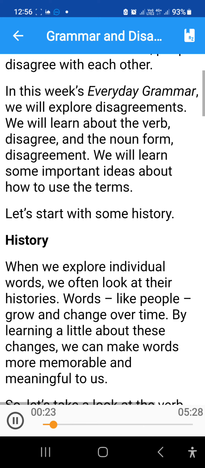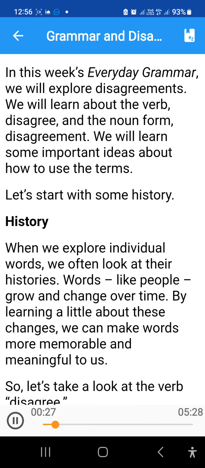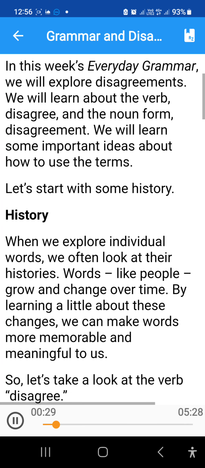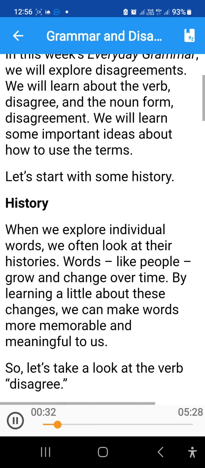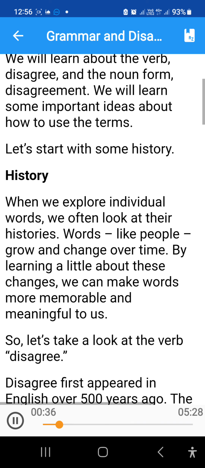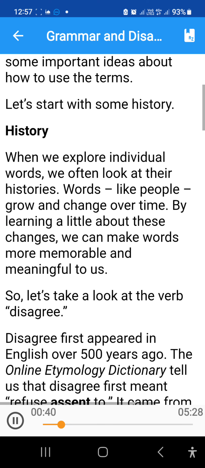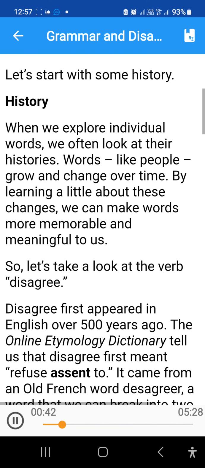In this week's Everyday Grammar, we will explore disagreements. We will learn about the verb disagree and the noun form disagreement. We will learn some important ideas about how to use the terms. Let's start with some history.